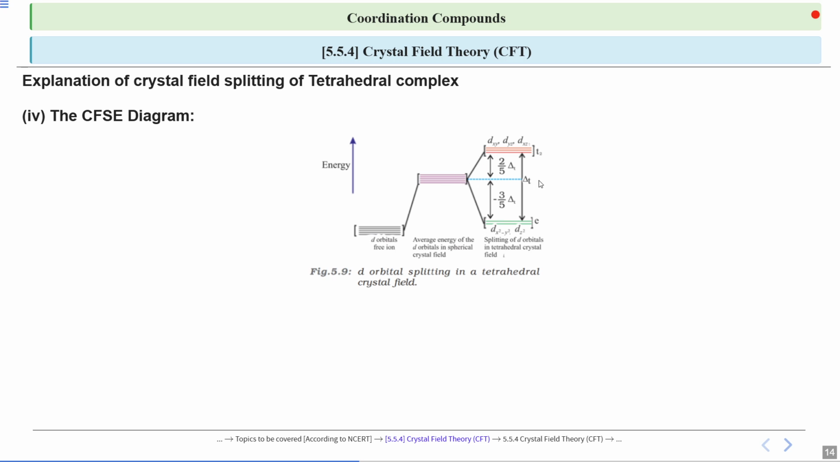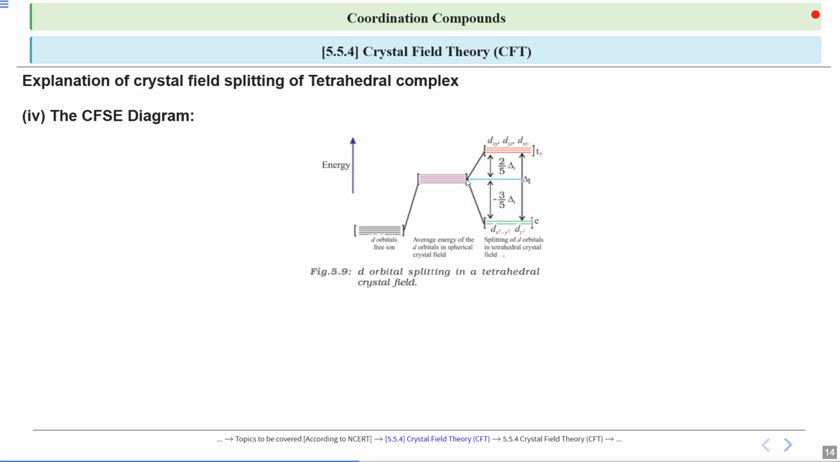According to which they split into two sets, T2 and E, where E has lower energy compared to the T2 set. T2 contains dxy, dyz and dxz orbitals. E contains dx square minus y square and dz square orbitals. You can see this represents the barycenter, and the energy difference between these two split sets is denoted by the crystal field splitting for tetrahedral complexes, delta T.